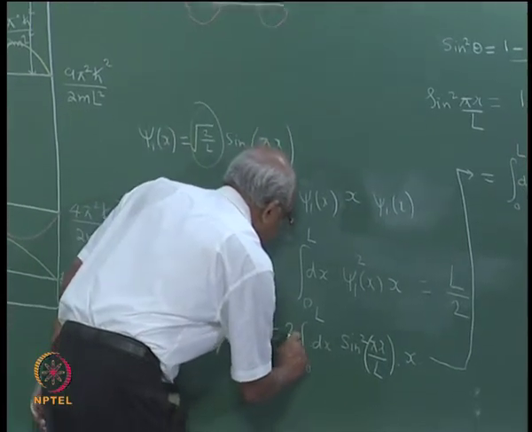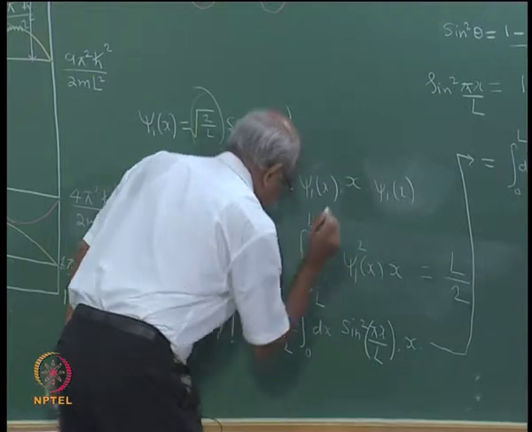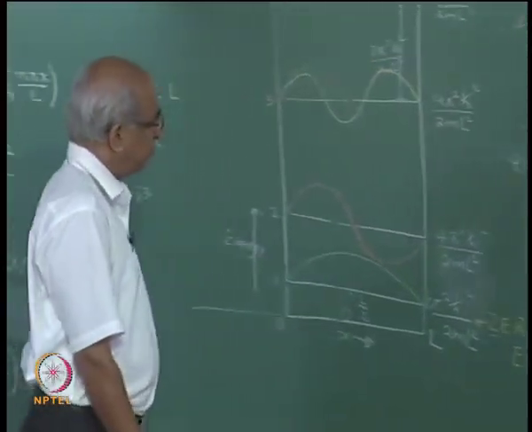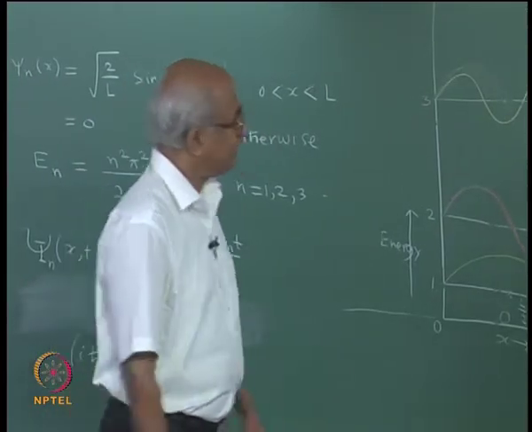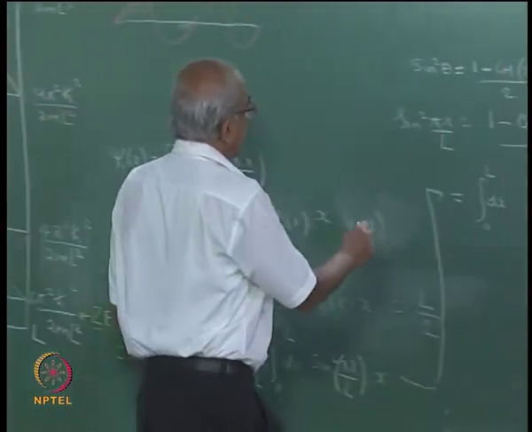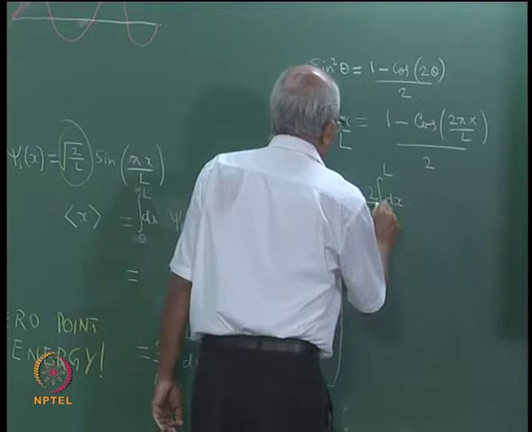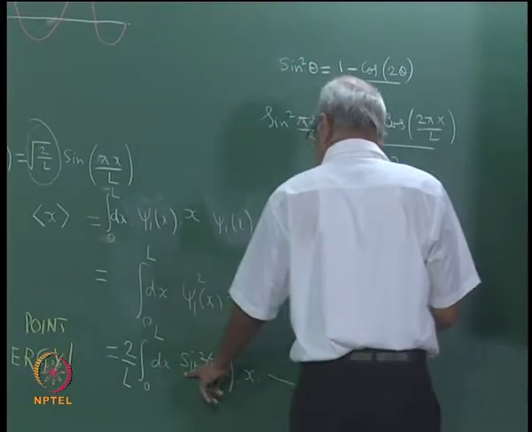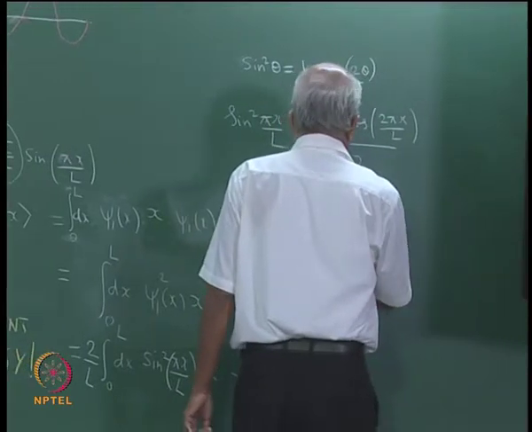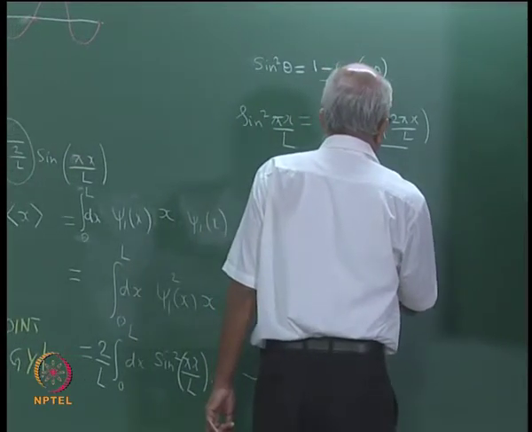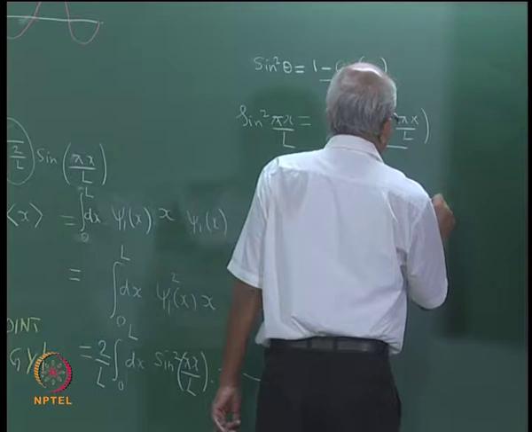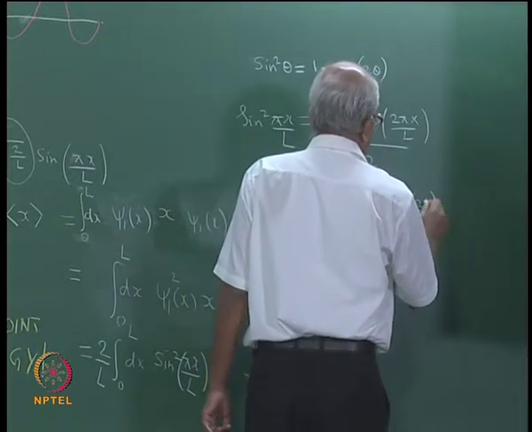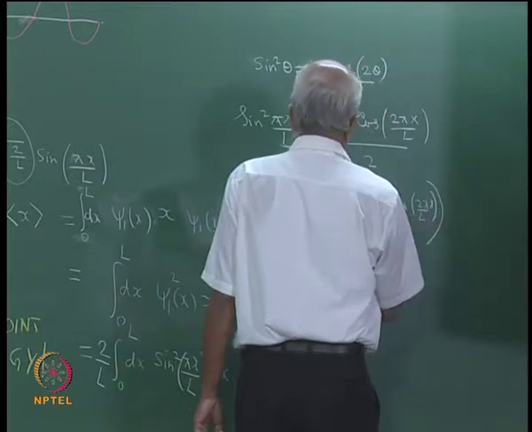There will be a 2 by L sitting here. Correct? So therefore I should have written that I would have 2 by L, and then I would of course have this sine square, which is actually going to give me 1 minus cos 2 pi x by L divided by 2, into x.